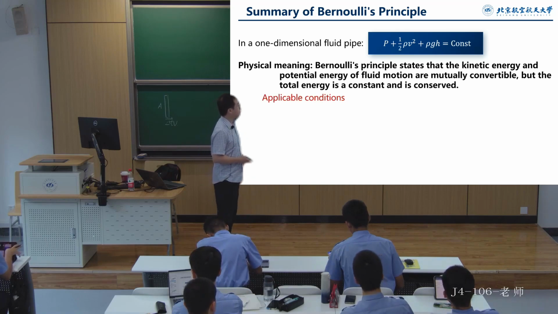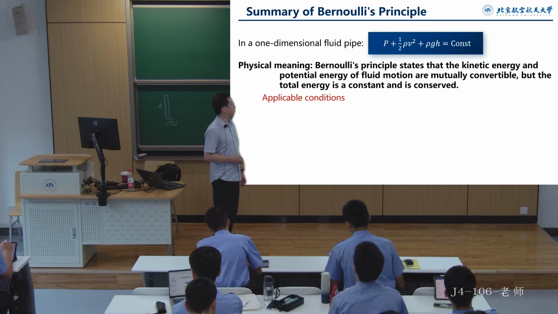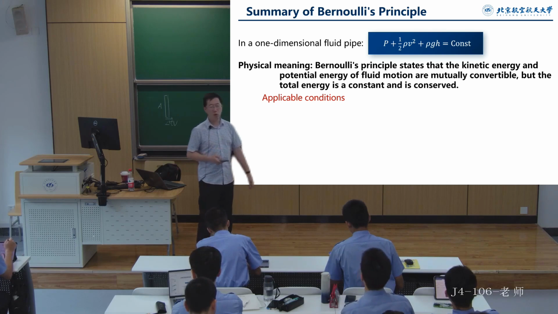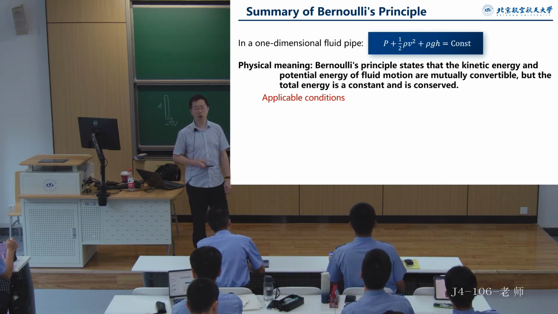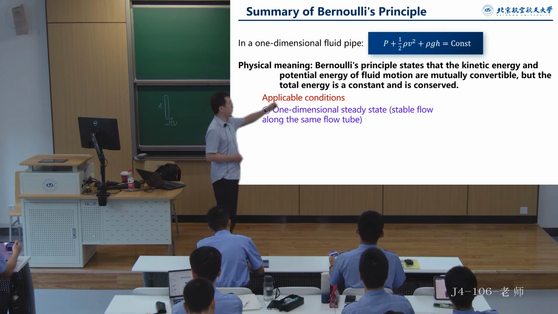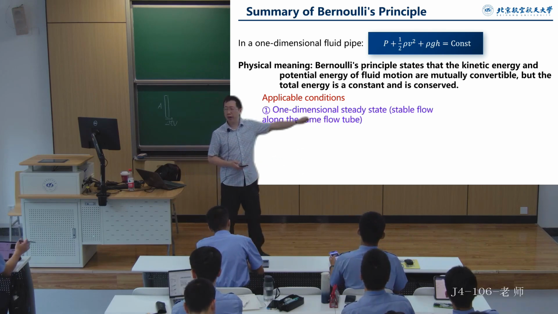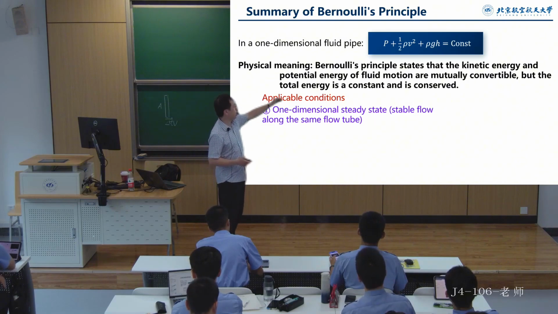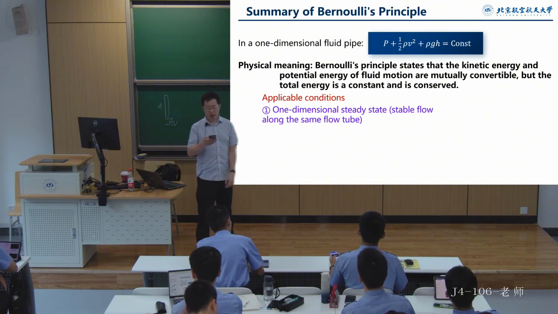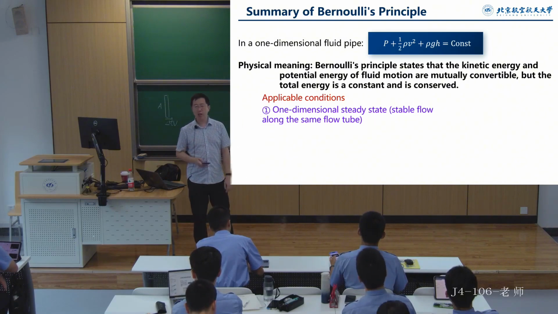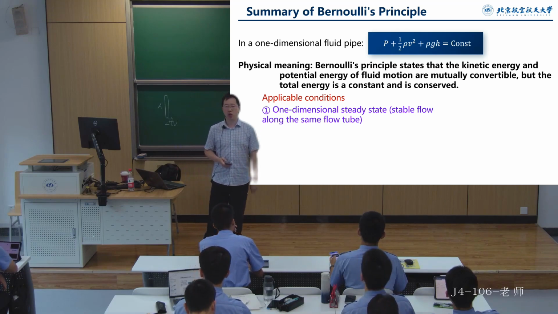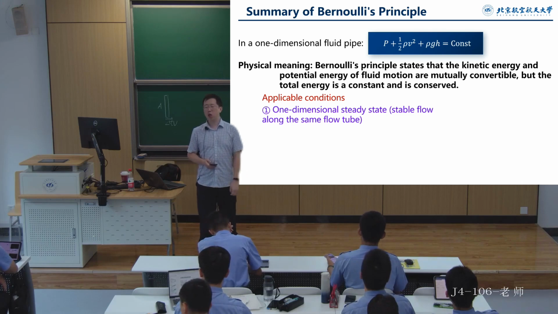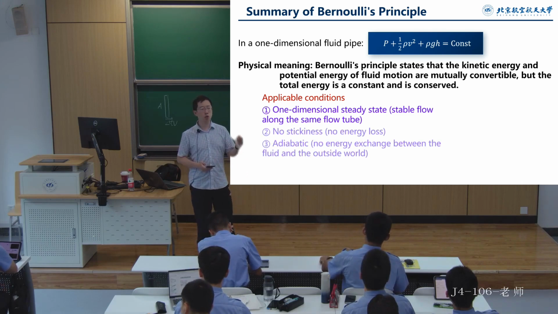Its applicable conditions are, firstly, a one-dimensional steady pipeline flow, right? Because at that time, we used the continuity theorem, didn't we? Therefore, it must be a steady pipeline flow. Additionally, since it is an energy conservation relationship, whenever we use one, it requires no friction and no heat exchange.